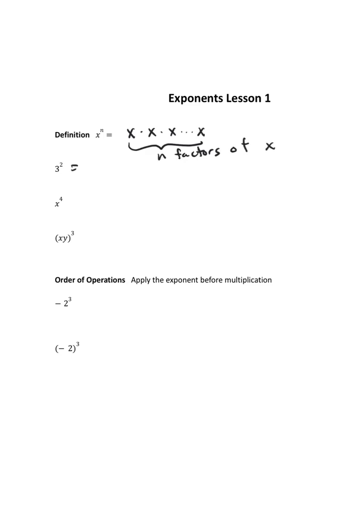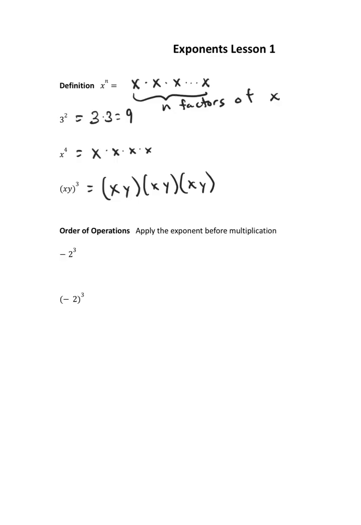So for instance, 3 squared would be 3 times 3, which is 9. That one I think everybody knows. X to the fourth would be x times x times x times x. Now, if you had something like xy to the third, well, then that would be xy times xy times xy. So whatever the base of that exponent is, including the parentheses, gives you the factor that gets repeated.